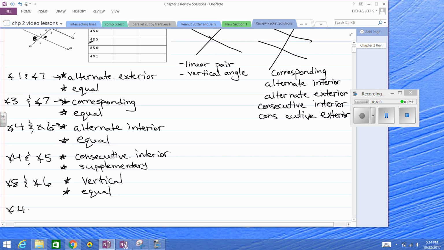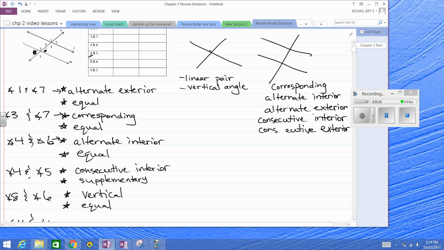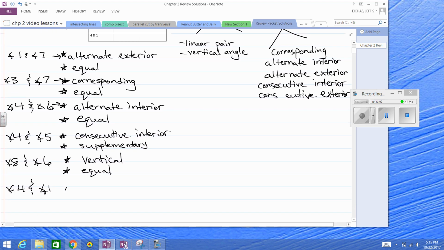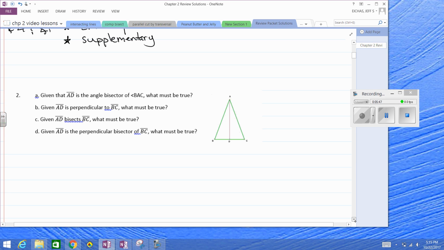Last set is 4 and 1. Let's take a look at 4 and 1. Those are a linear pair. They're next to each other on the same intersection. That's going to be the linear pair, and those are supplementary. So that's that for number 1. Fill in the chart for that.